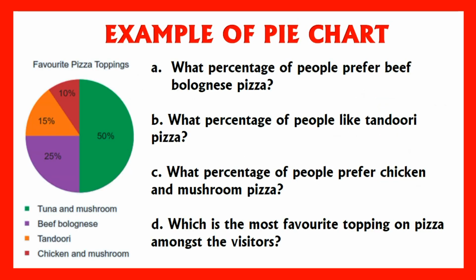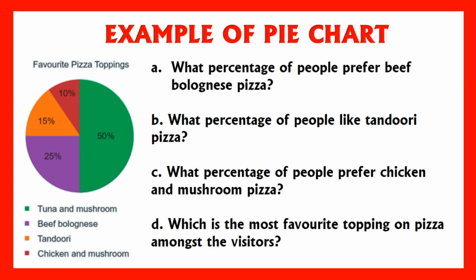Here is an example. It has 4 different types of pizzas, right? The green one is tuna and mushroom. It has 50%, and the beef bologna is in purple color, and it has 25%, and tandoori is 15% in orange, and 10% chicken and mushroom is represented using red color, right?